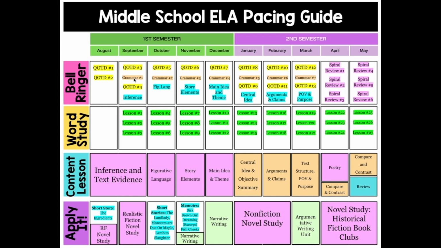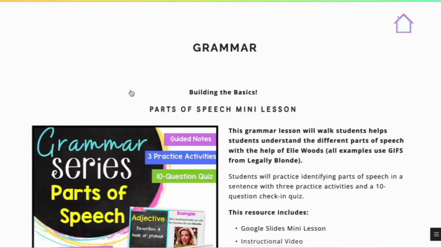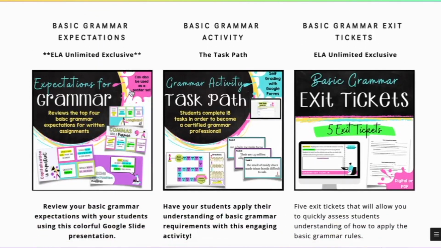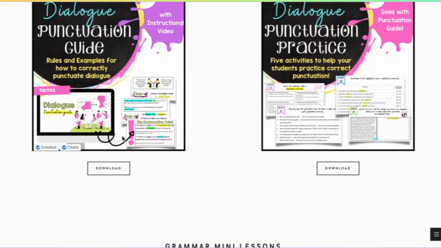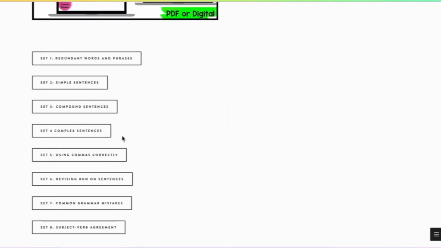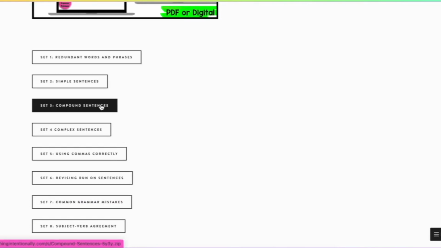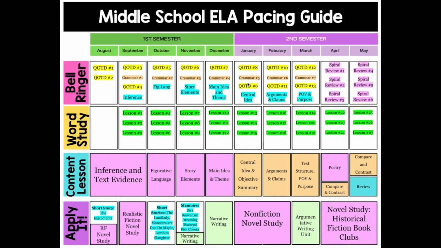And then of course grammar, because Lord knows they have zero clue about grammar. So I always start out with a basic grammar expectations or common grammar mistakes type of thing for my first lesson, and then I move through with simple sentences, compound sentences, complex sentences, how to use a comma. So just the basic grammar that I feel like a lot of our students in middle school are missing.